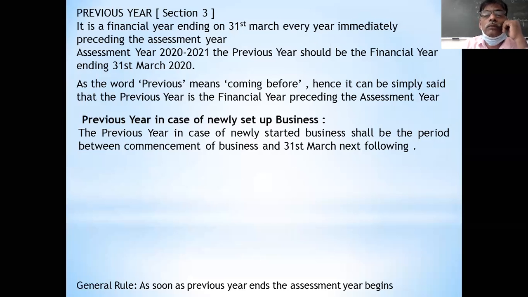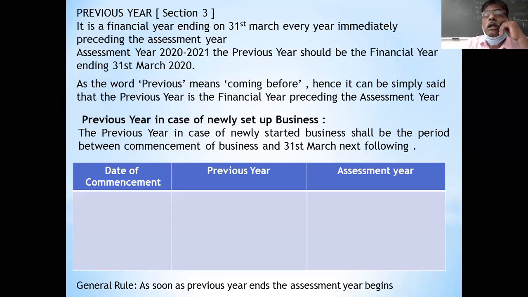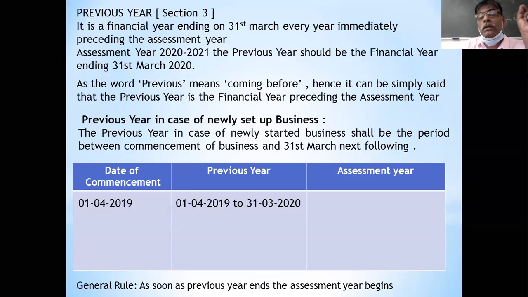I'll give you certain examples. This is the date of commencement, which is the previous year, and which is the assessment year. For example, the date of commencement of business is 1/4/2019. On 1/4/2019, you started the business. What is the previous year for this? The previous year for this is 1/4/2019 to 31st March 2020. And the assessment year for this is 1/4/2020 to 31st March 2021.